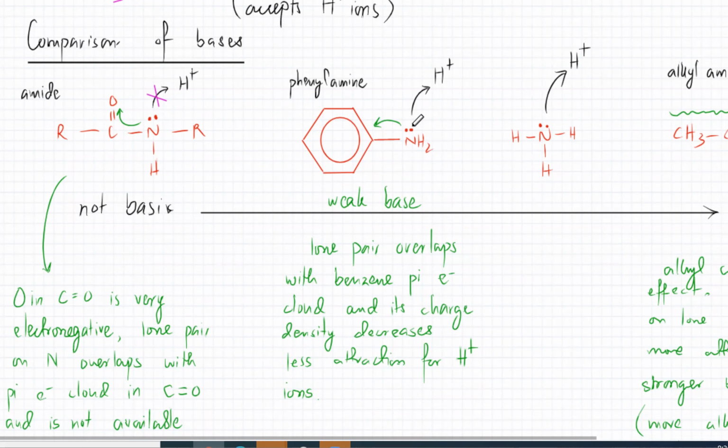What about this one? Same thing happening. The lone pair on N starts to overlap with benzene's pi electron cloud. But remember, the overlapping is not as much as this one, because over here you had a highly electronegative element. Now the overlapping is just very slight. So the lone pair overlaps with benzene pi electron cloud and its charge density decreases. So it is still there, but the negative charge over here is lesser. So it will attract H+, but not that strongly. So there's going to be less attraction for H+ ions.